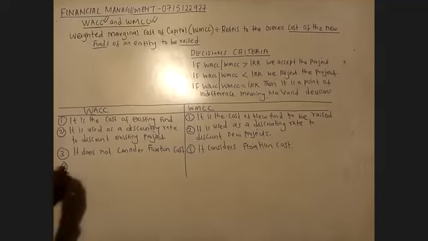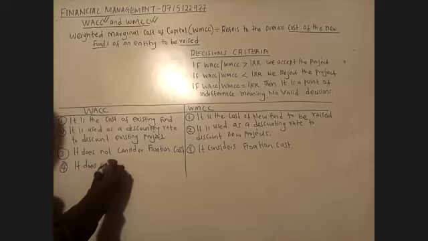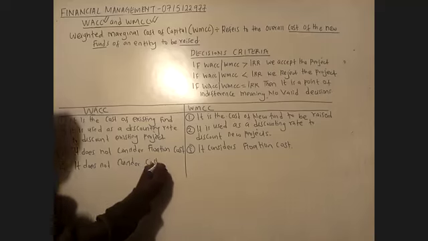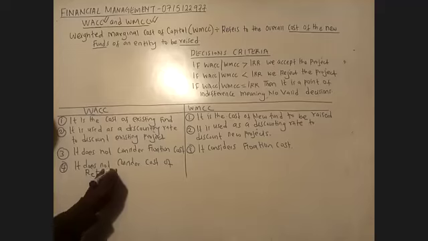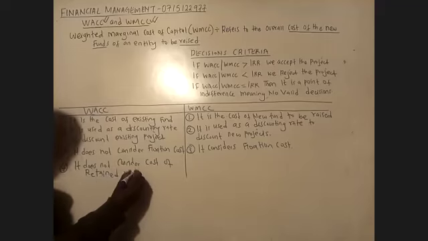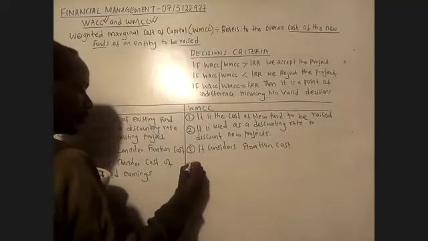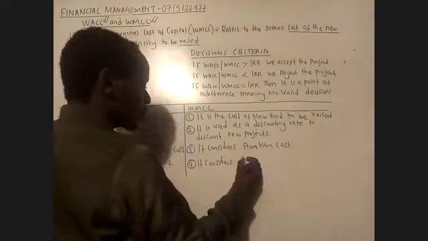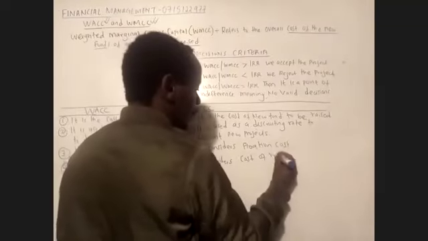WACC does not consider the cost of retained earnings. Number four, WMCC considers the cost of retained earnings.